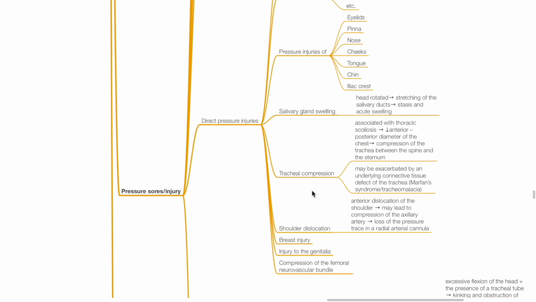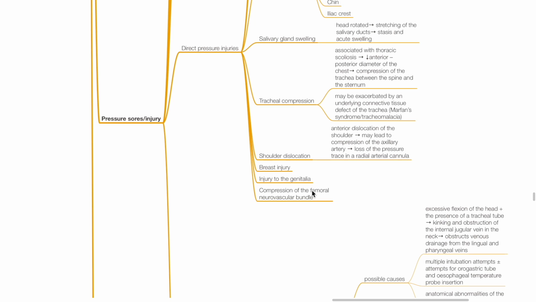Shoulder dislocation. Anterior dislocation of the shoulder may lead to compression of the axillary artery and loss of pressure trace in a radial artery cannula. Breast injury, injury to the genitalia, and compression of the femoral neurovascular bundle can occur via direct pressure.